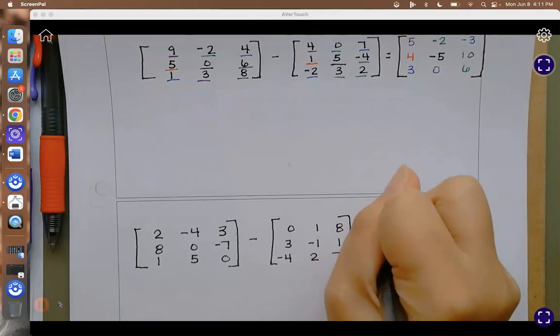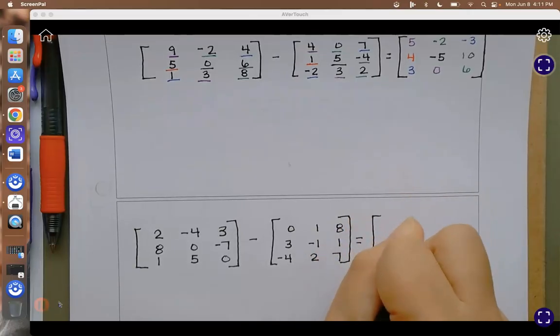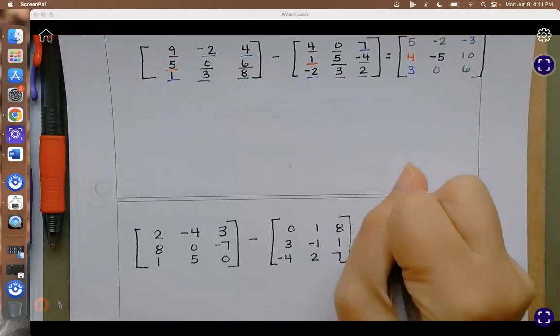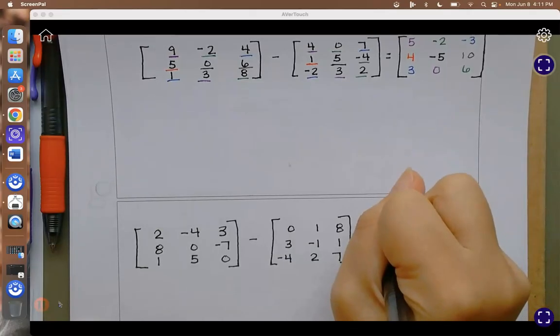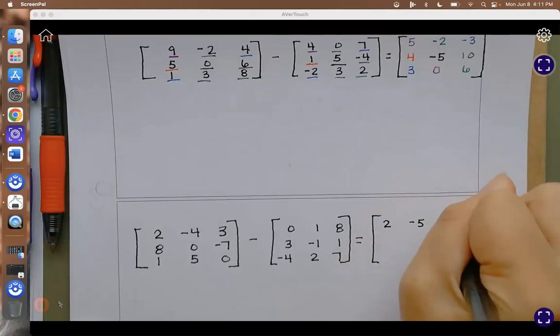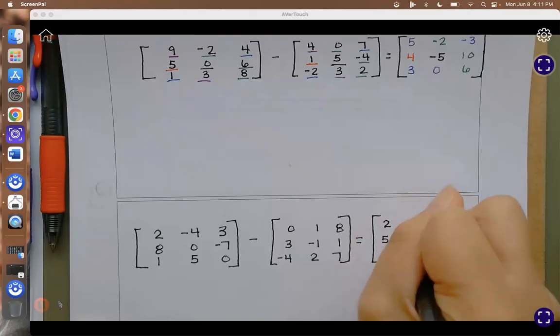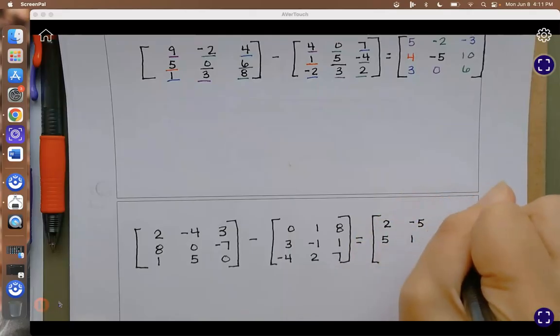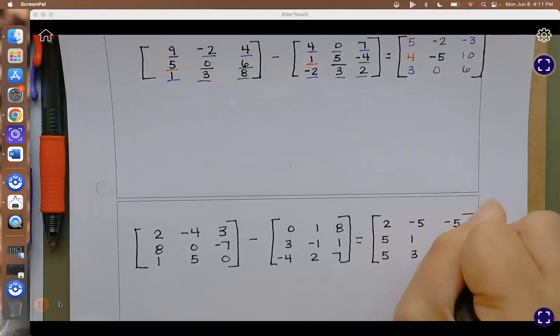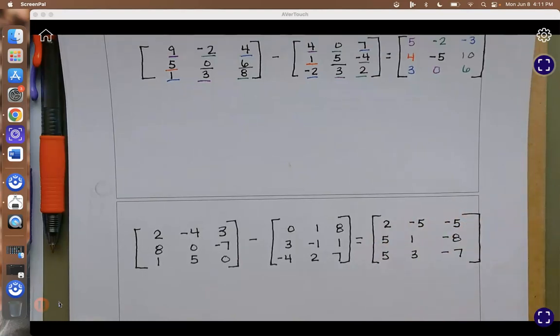I want you to pause it and try this problem. Okay, so pause it and try this problem. Alright, so if you paused it and worked this problem, I'm going to write out these answers and then we'll talk through them very, very briefly. So this is what you should have got.